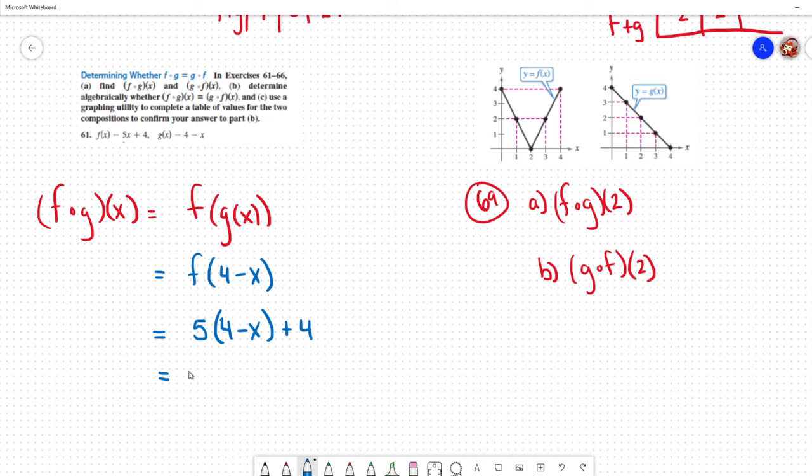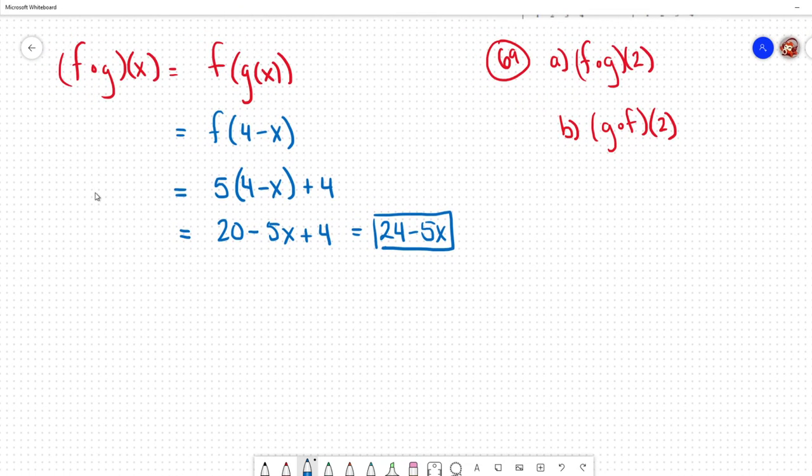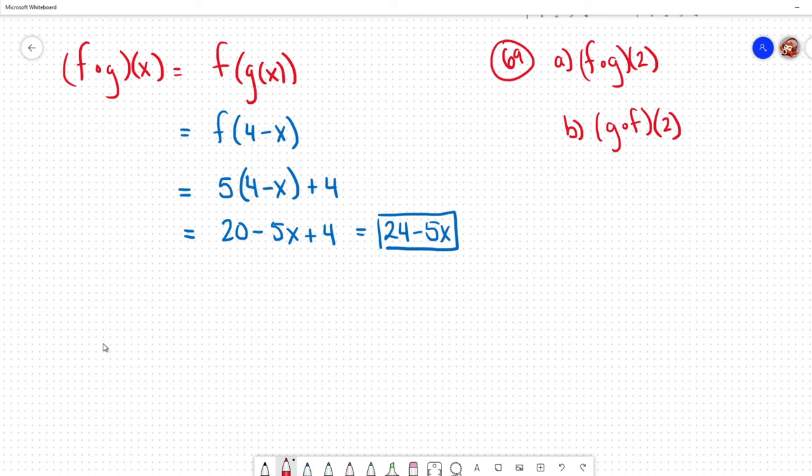So it's this. All right, now we will simplify. So I'm going to distribute the 5. So this will be 20 minus 5x plus 4 for a final answer of 24 minus 5x. So there's my f of g of x. Now I need to get g of f of x. So let's write that over here. So g of f of x.